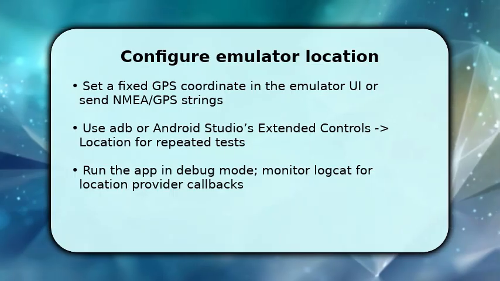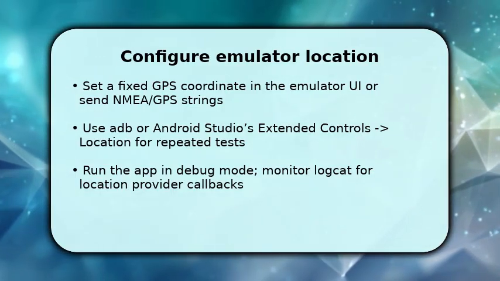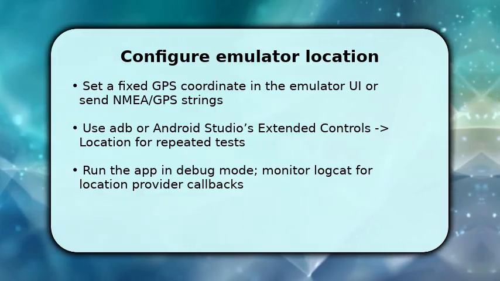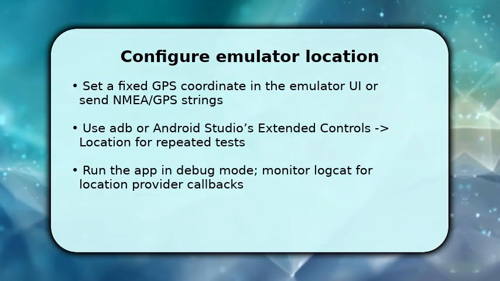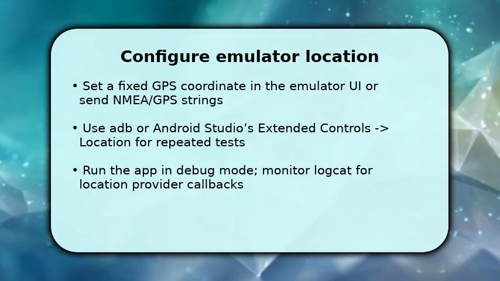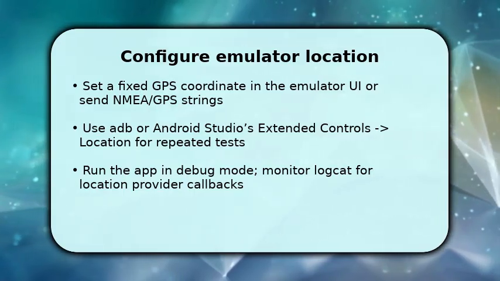Next, configure the emulator's location controls so you can simulate coordinates reliably. In Android Studio, use extended controls location to enter lat/long or load a GPX/KML route. Alternatively, use an ADB emu geo fix or send NMEA sentences for realistic movement.